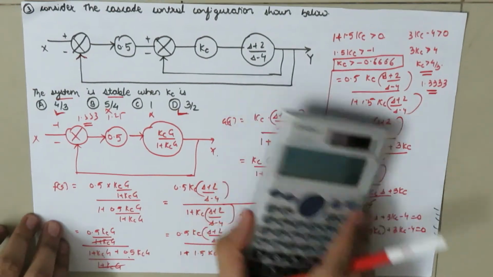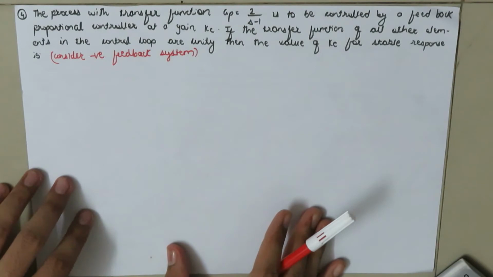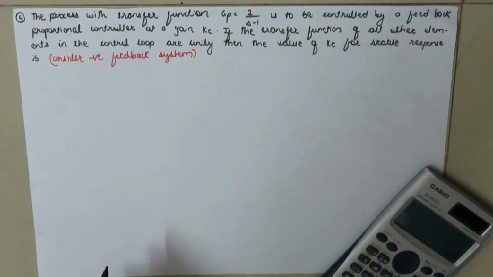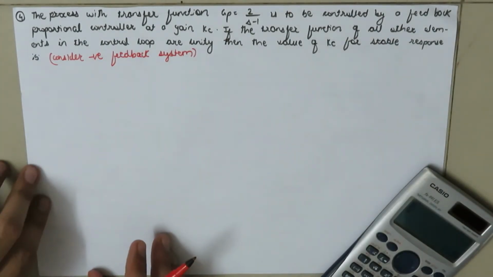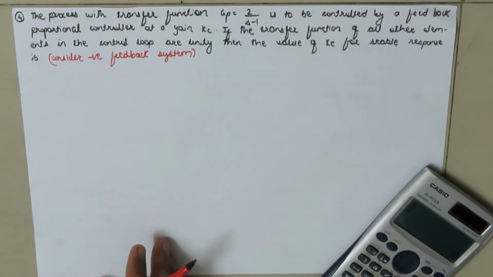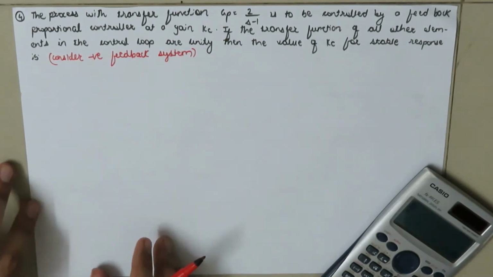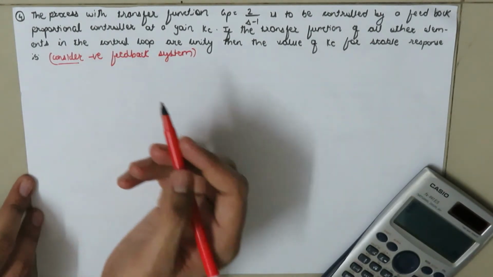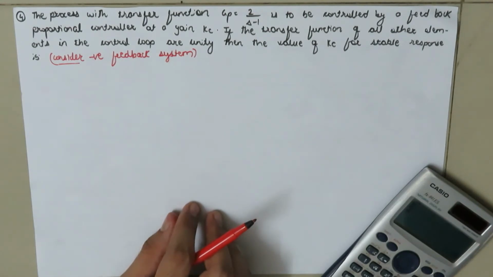And now we are going to solve another example which is dependent upon the Routh array. So here we have our question. The process with the transfer function Gp equal to 2 over s minus 1 is to be controlled by a feedback proportional controller with gain Kc. If the transfer functions for all other elements in the control loop are unity, then the value of Kc for the stable response is, and we are going to consider that we have a negative feedback system.